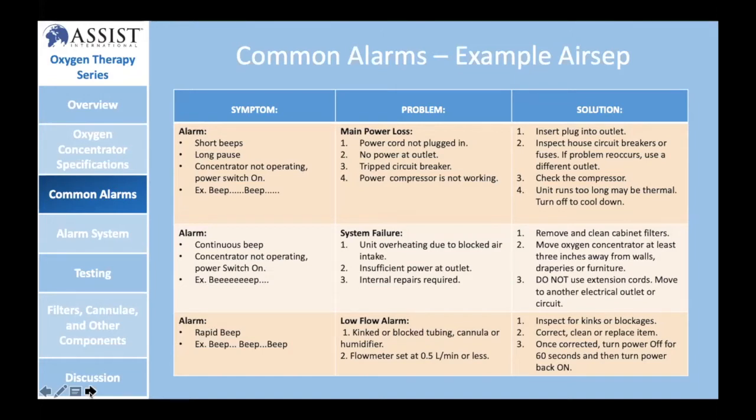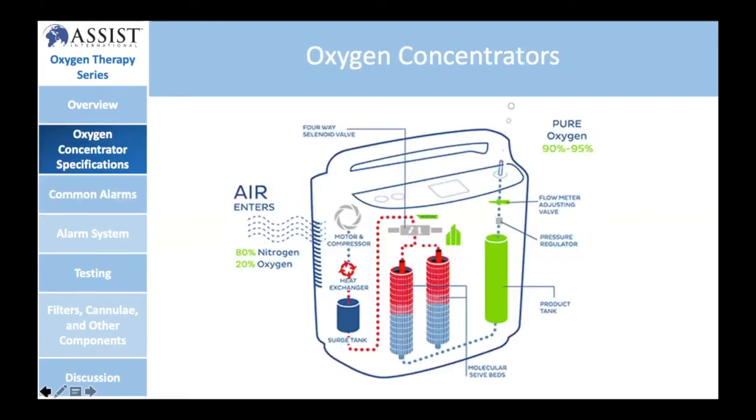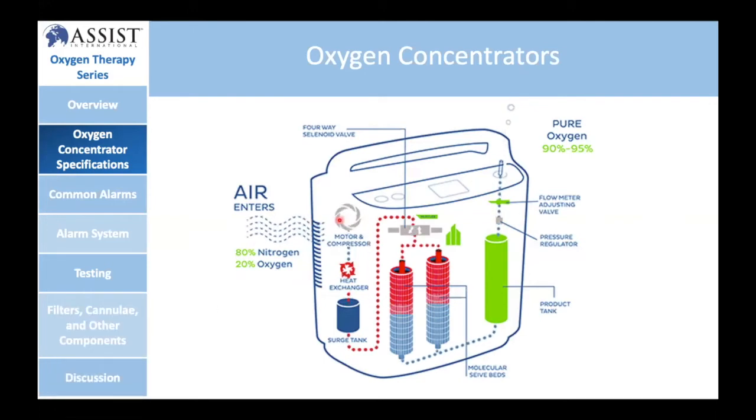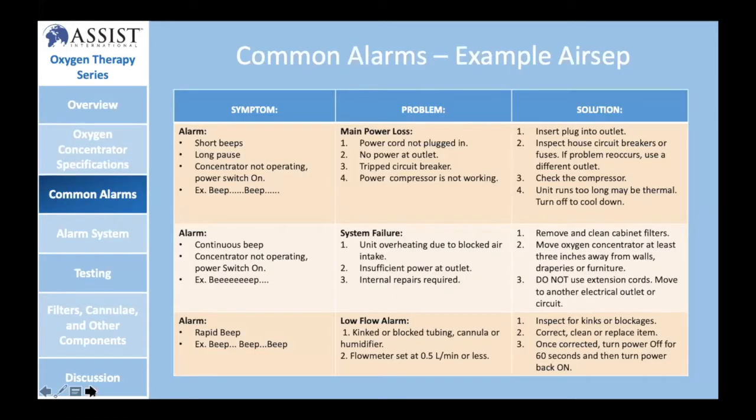In case it is overheating due to blocked air intake, one thing you can do is just remove and clean the cabinet filters. So if I could go back to a few slides, the cabinet filters would be right at where the air is coming into the unit itself. It's actually quite easy to remove the housing and just take out the filter and clean it up and wash it. It's typically a washable filter. It's a very quick, easy way to make sure that there is no blockage in the oxygen concentrator.